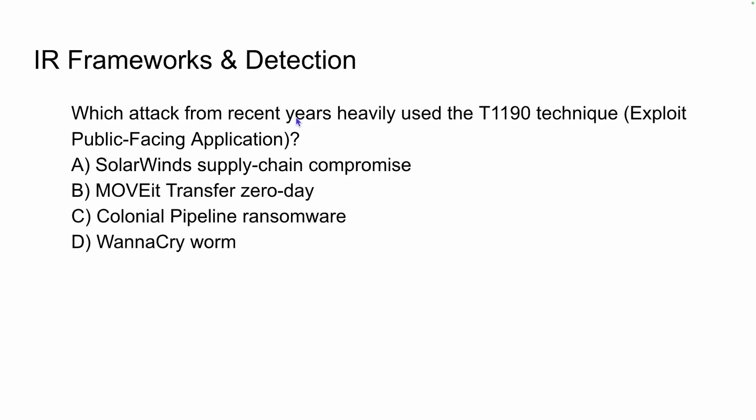Which attack from recent years heavily used the T1190 technique for exploiting public-facing applications? And that was the one where it was MOVEit. It was the transfer zero-day, because the SolarWinds supply chain was a supply chain thing. They weren't using a public-facing application. The Colonial Pipeline ransomware was through a phishing email, and the WannaCry worm was also not done through a public-facing application. That's also a really cool thing to go ahead and study if you haven't heard of it before. So my response would be B, MOVEit transfer zero-day.